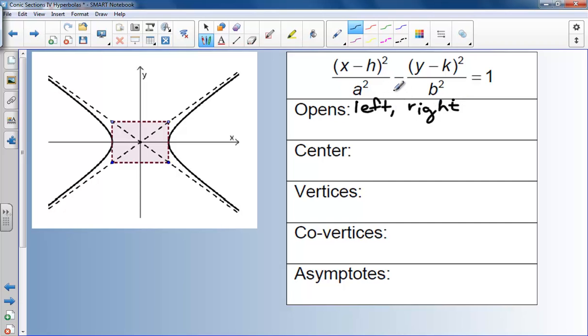The equation is almost identical to the ellipse. The only difference is that the ellipse had a plus right here. Everything else is exactly the same. So we still have h, k as our center, and they will still change signs. We still have to have it equal to 1. We still have the a value always with our x, and the b value always with our y, and everything works the same way.